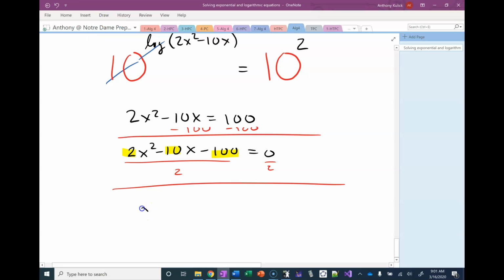So 2 divided by 2 is just 1. 10 divided by 2 is 5. And 100 divided by 2 is 50. And 0 divided by 2 is 0. What I'm left with then is still a quadratic equation. And to solve this quadratic equation, I can either factor or use the quadratic formula. Since the leading coefficient for this quadratic is equal to 1, I'm going to try to factor it first, because if I can factor it, it should be pretty easy.